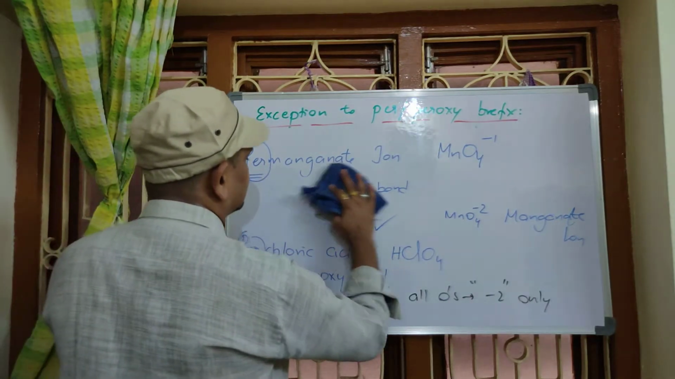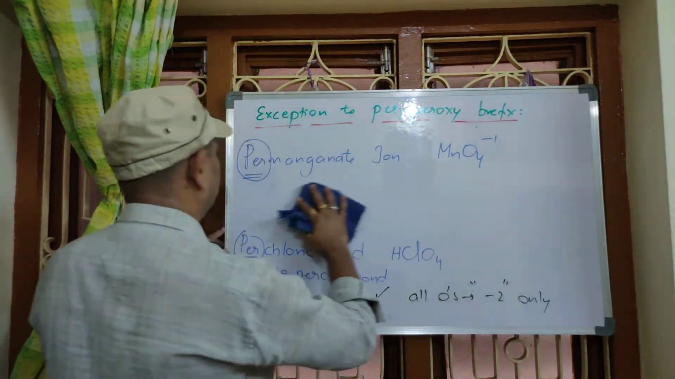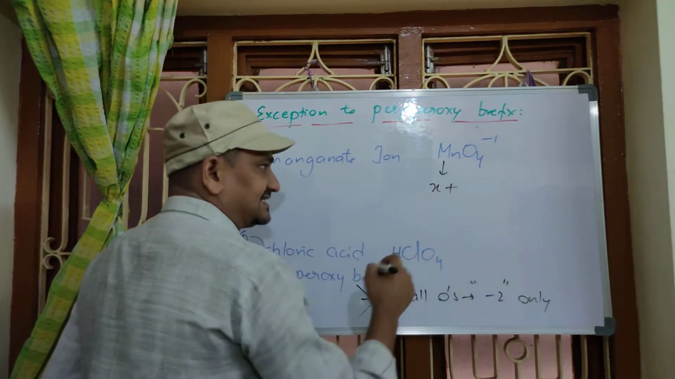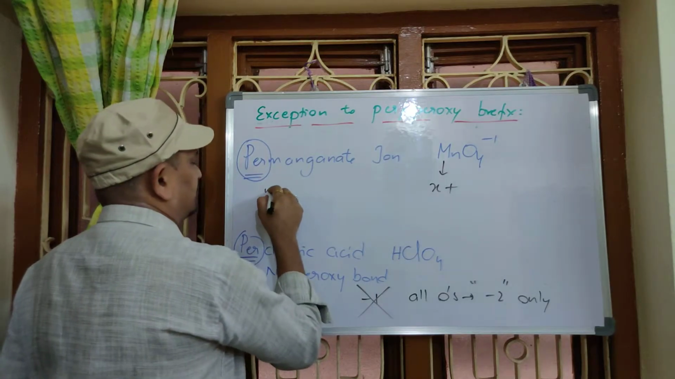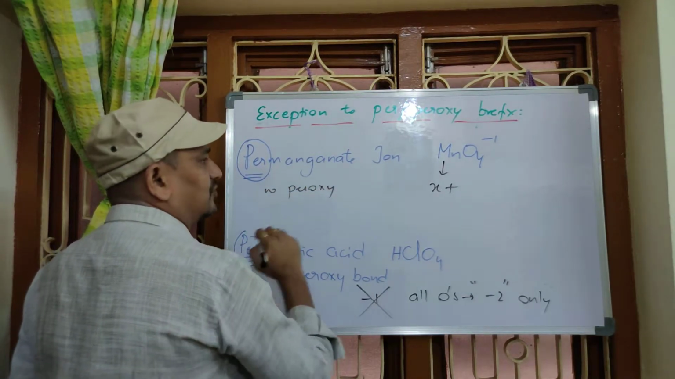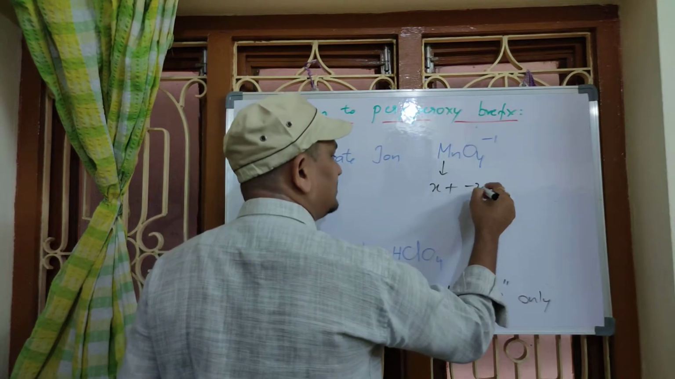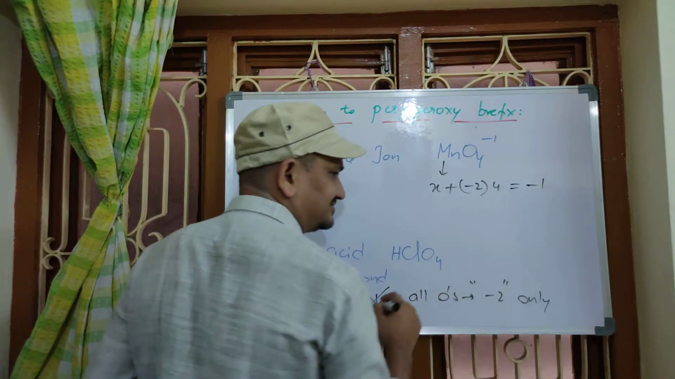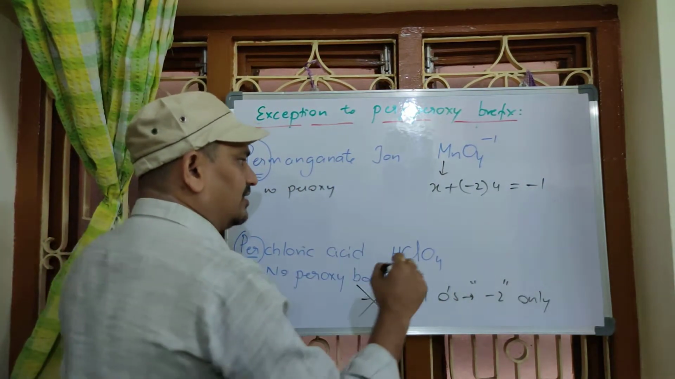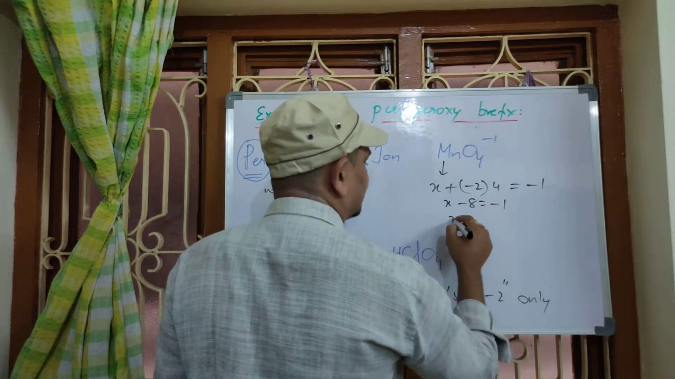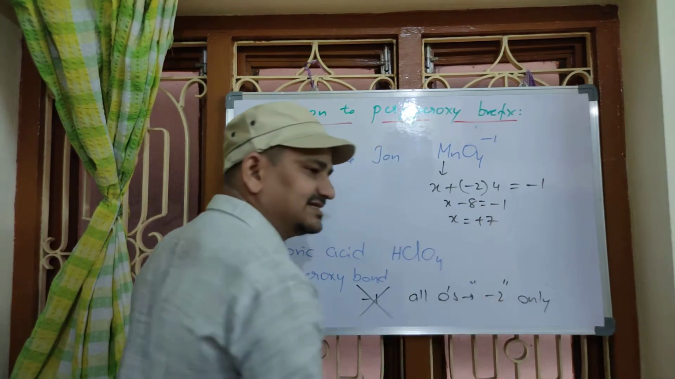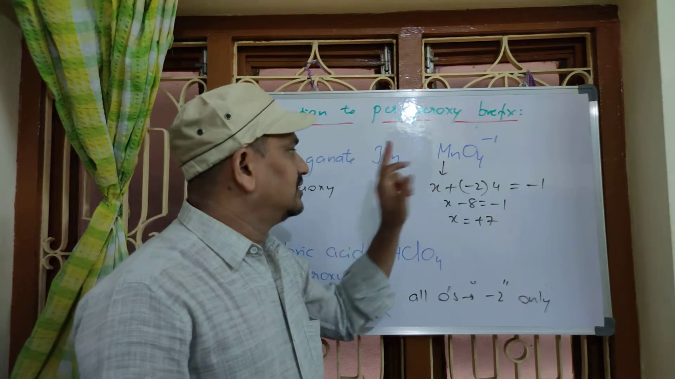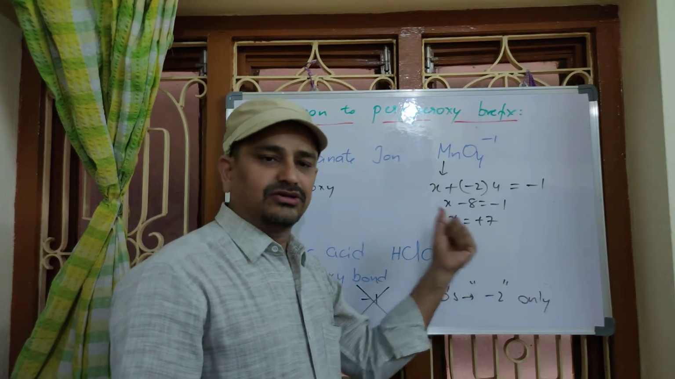See, permanganate, suppose. Let manganese be X. There is no peroxy bond. As there is no peroxy, all the 4 oxygens will bear -2, and it's a charged species, -1. Now, x minus 8 equals -1, x equals +7. So in permanganate ion, manganese bears +7 oxidation state.